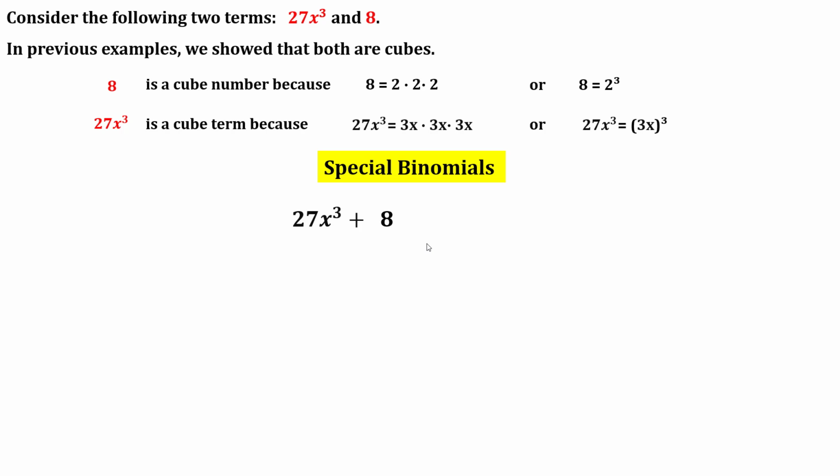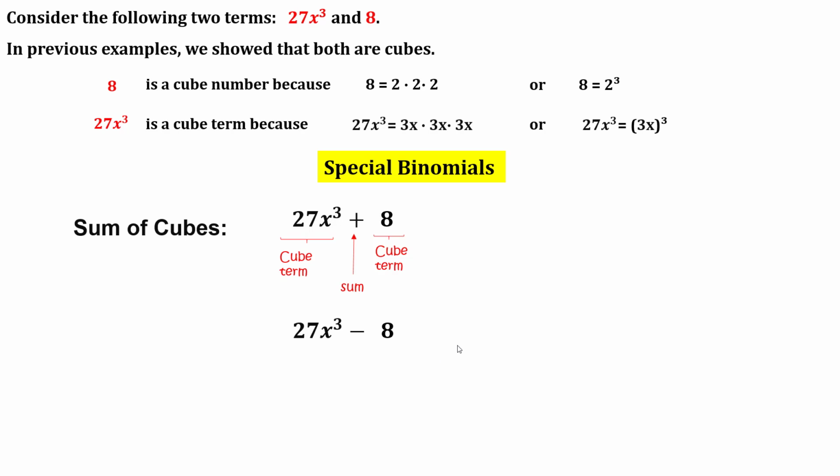Let's do 27x cubed plus 8. 27x cubed is a cube term. 8 is a cube term, and you're summing them up, or adding them. So this binomial, right? Binomial just means two terms. 27x cubed plus 8 is called a sum of cubes. All right, we can do the same thing with subtracting.